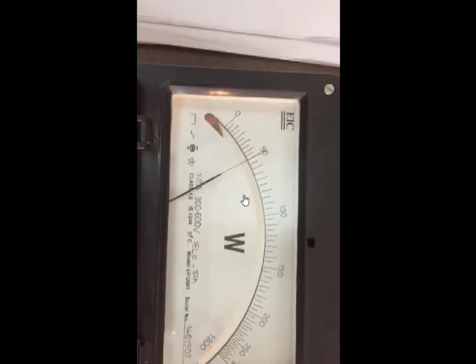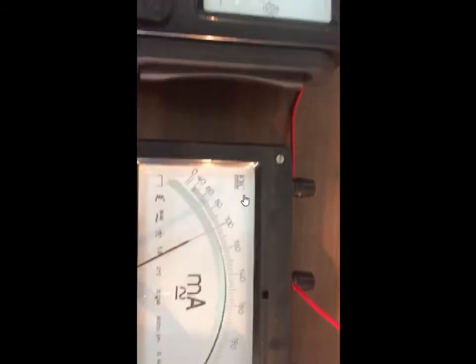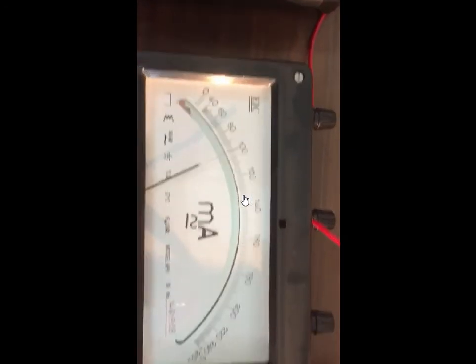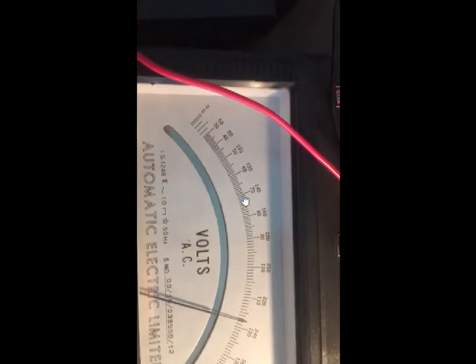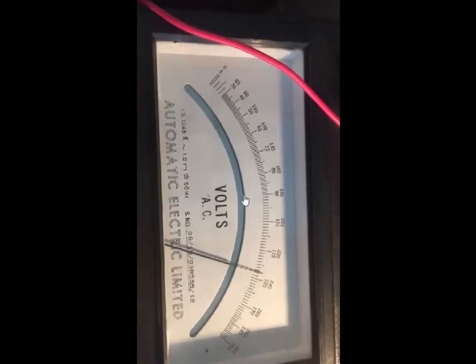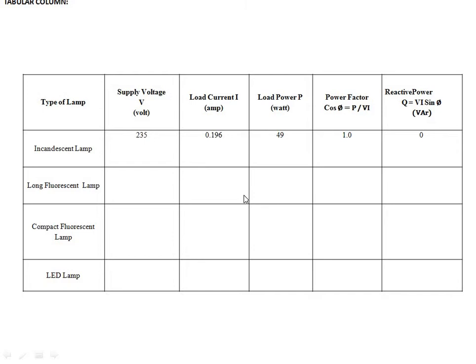So first we note down the wattmeter reading. It is 49 watt. Ammeter reading is 0.196 amp. Voltmeter reading is 235. So here we get the power factor as 1 and reactive power as 0.